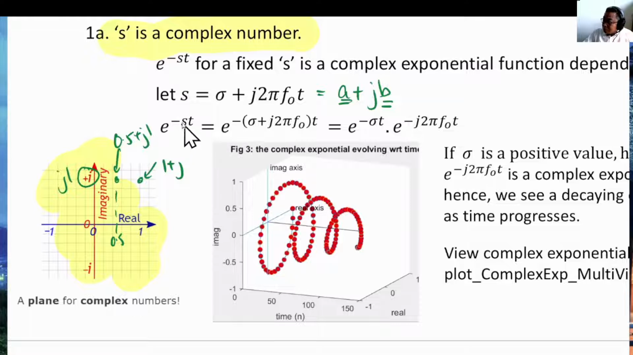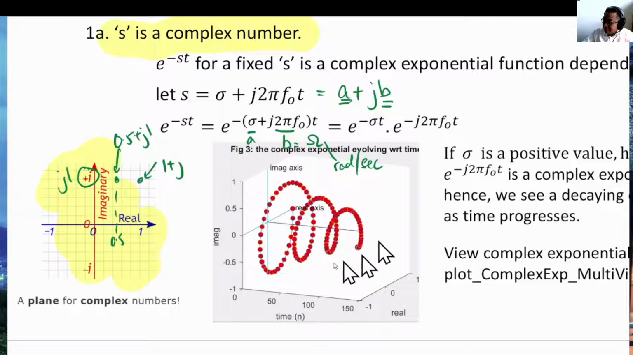So we just put this is a again, and this is jb. So b is 2 pi f naught. Typically, b we can also write as omega, and omega has a unit of radian per second for the continuous time part. We can then break this exponential into two parts, e minus sigma t multiplied by e minus j 2 pi f naught t.